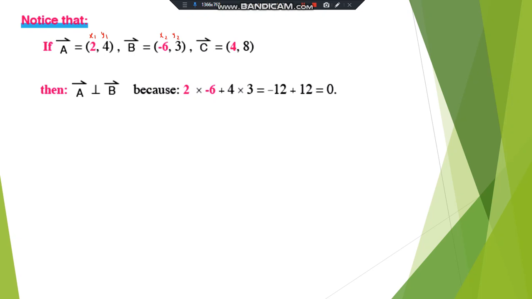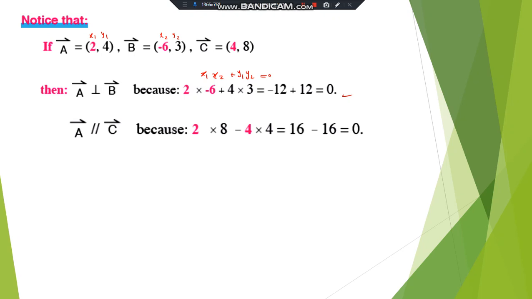So x1 x2 plus y1 y2 equals 2 times negative 6 plus 4 multiplied by 3, which is equal to negative 12 plus 12, which is equal to 0. So if x1 x2 plus y1 y2 equals 0, then the two vectors will be perpendicular vectors.